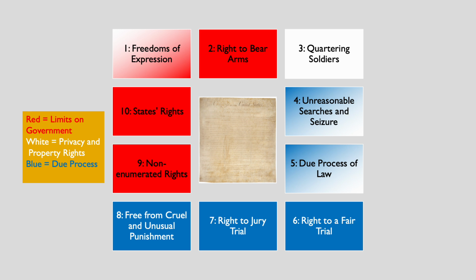Now, some of these blend. For example, the First Amendment, freedom of expression, is both a limit on government power, since the government cannot compel you to speak or prevent you from speaking, but that's also a privacy right. You have the right to freely worship and exercise your religion as you wish. Similarly, protections against unreasonable searches and seizures apply in the case that you are accused of a crime, but they also provide a certain implied right over your private property.